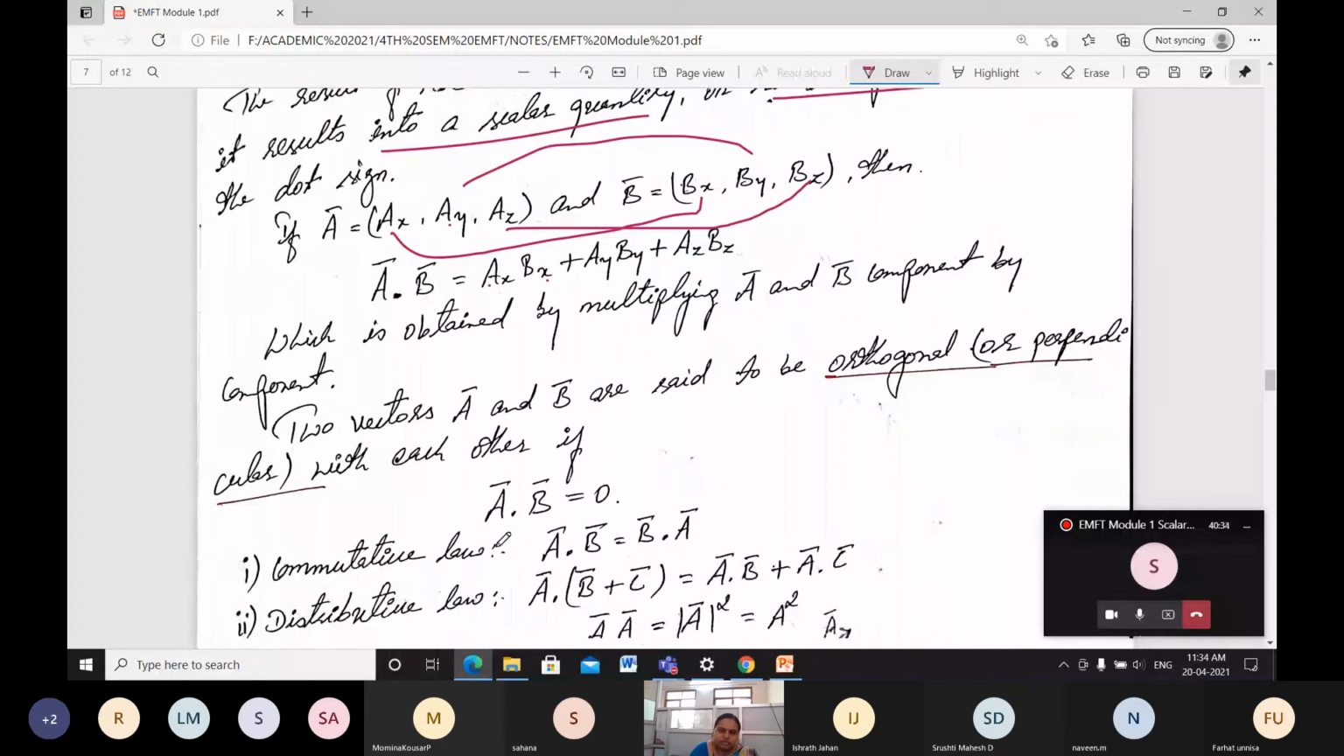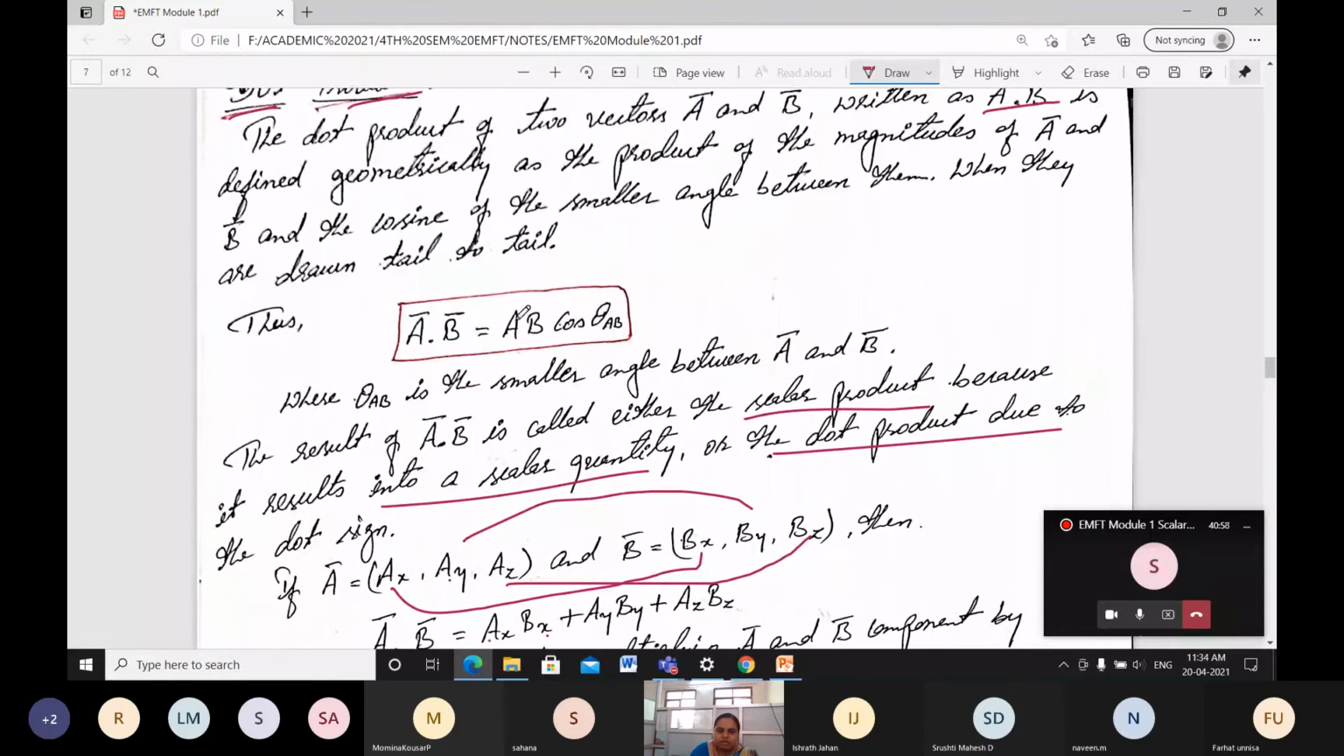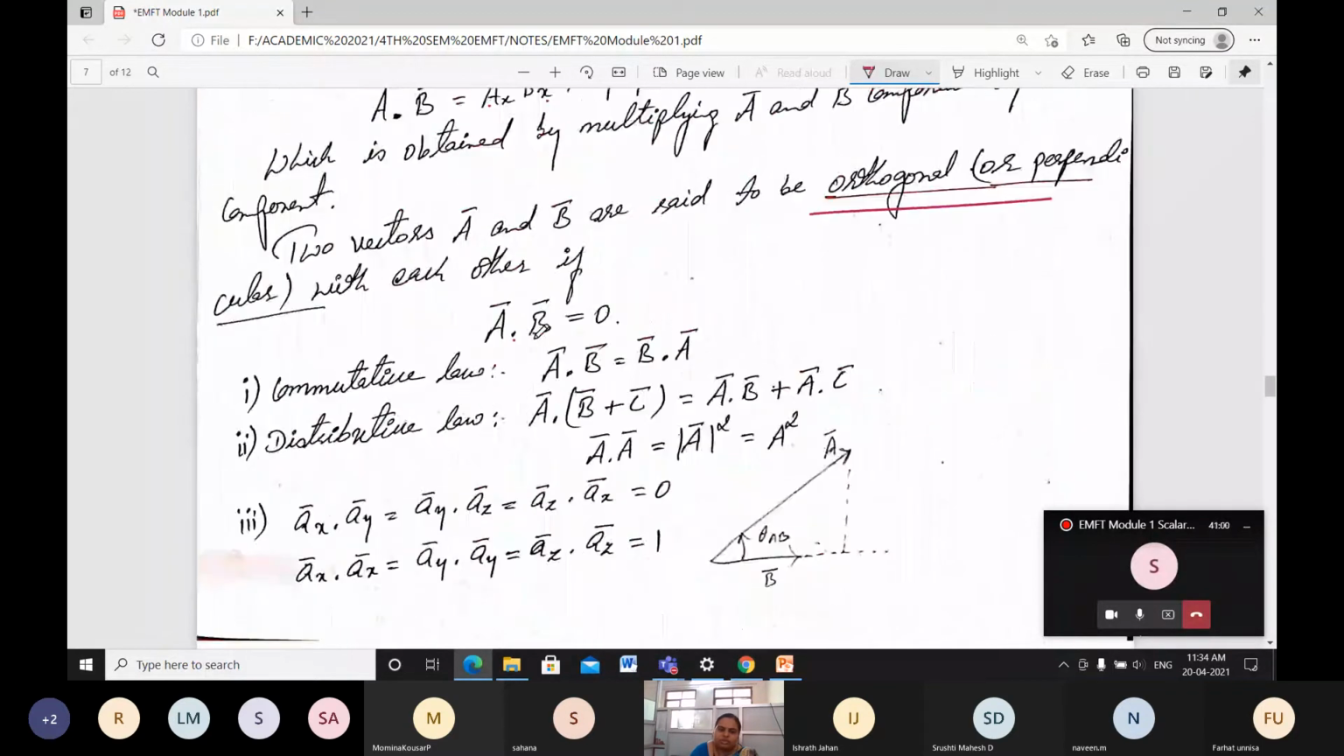This is the representation. Then next, two vectors A and B are said to be orthogonal, that is perpendicular to each other, when vector A dot vector B is equal to 0. Cos 90 is 0, so the whole value is going to be 0. So when vectors are orthogonal, the dot product is 0.